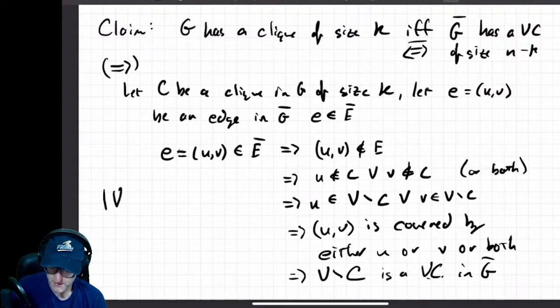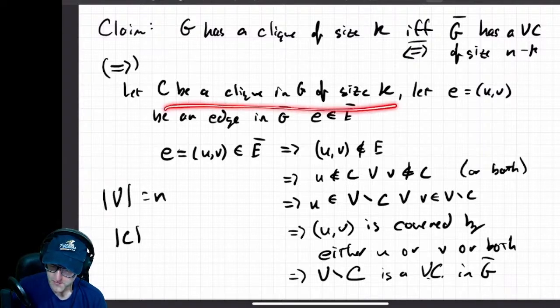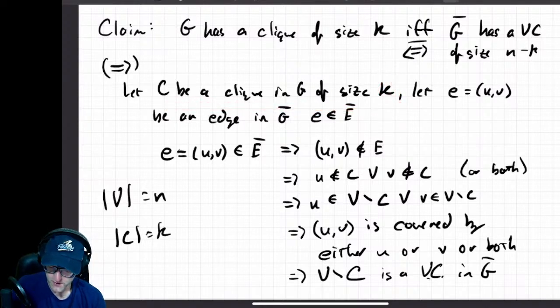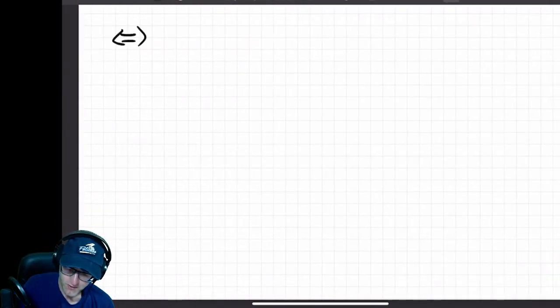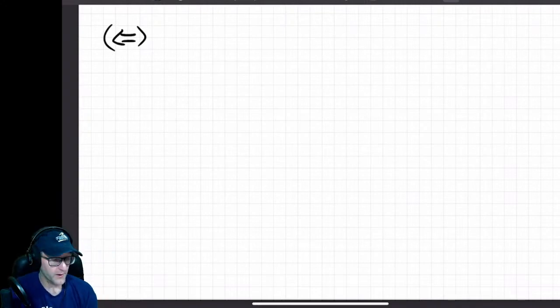Well, the size of V is n. The size of C by our setup here is k. And so, consequently, the size of V minus C is n minus k, because they are disjoint. We're taking out all those elements. So if we start out with n, we take out k of them, then how many do we have left? n minus k. Now here's a really cool proof going the other way.